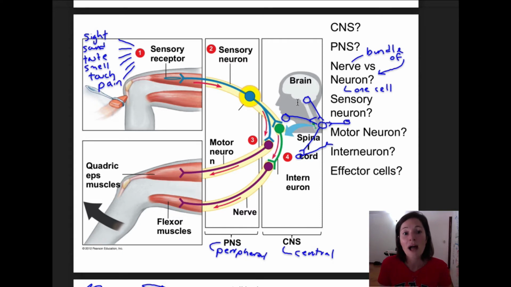And then what will happen is the effector cells are often muscles. And you know what, I'm realizing looking at this now, I need to fix a couple things in the PowerPoint so that it looks more normal here.